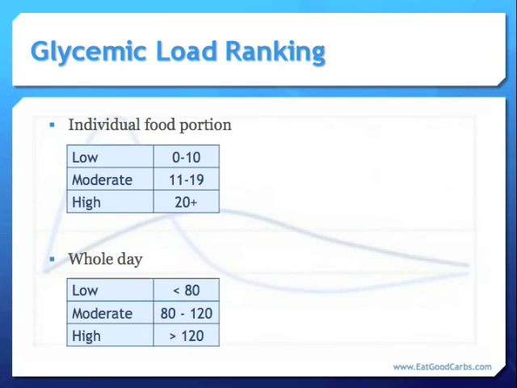For individual carbohydrates, the glycemic load is considered low for 0 to 10 grams, moderate for 11 to 19 grams, and high for 20 or more grams. And for a whole day, a glycemic load less than 80 grams is considered low. 80 to 120 is moderate, and a high glycemic load is more than 120 grams.